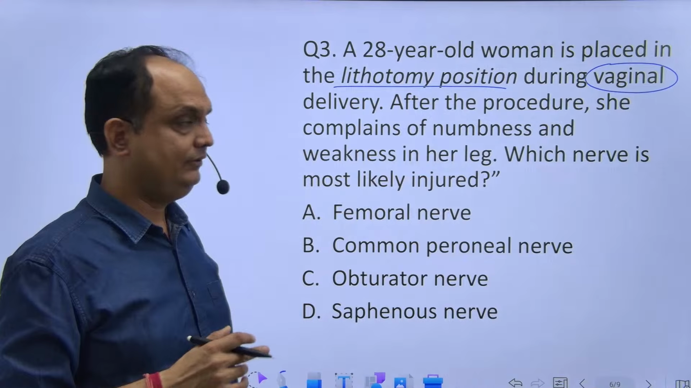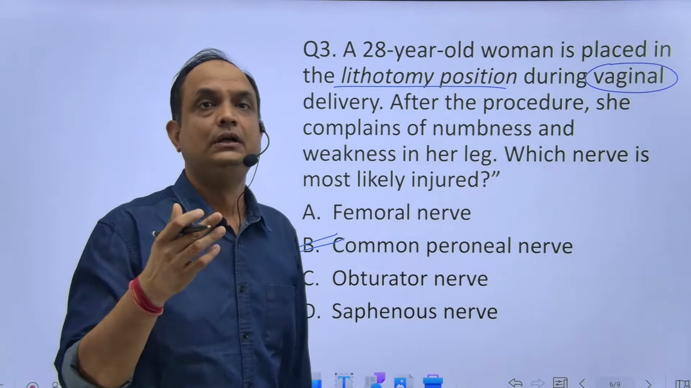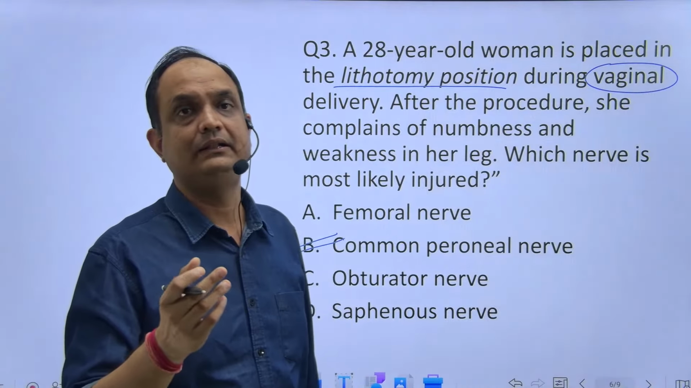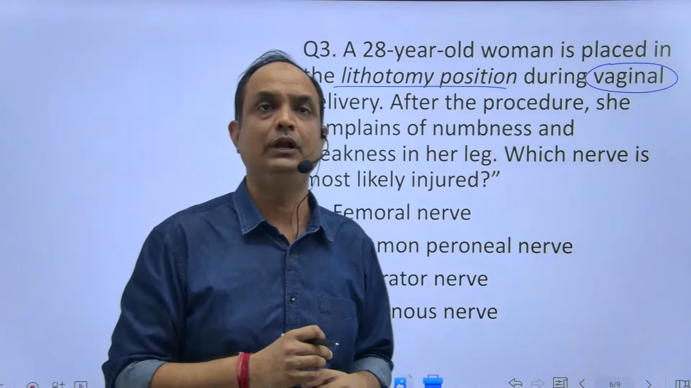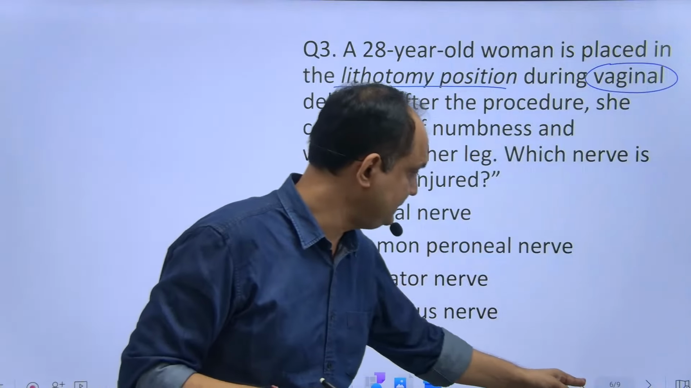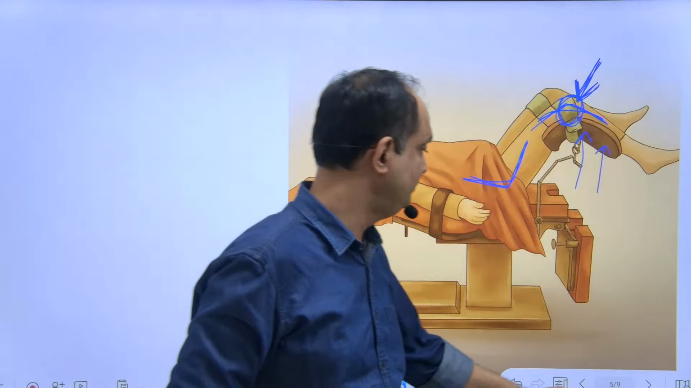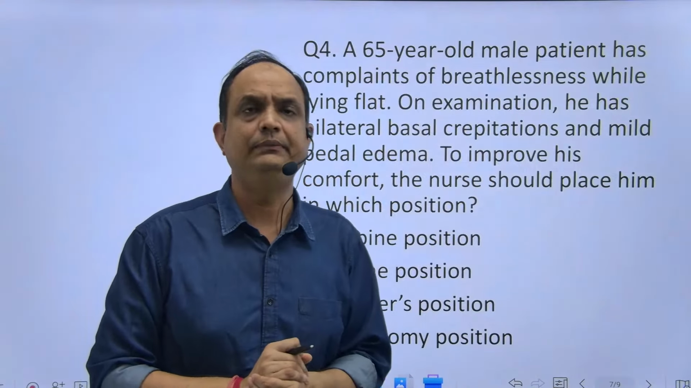Here you will have a relation of the common peroneal nerve, and that will come when you learn your lower limb. When you read the lower limb, you will realize that the nerve known as the common peroneal is very near to the upper end of the fibula, and because of the constant pressure, this nerve is compressed at this point, and the patient will have problems related to this nerve. Clear? Now there is one more question framed.